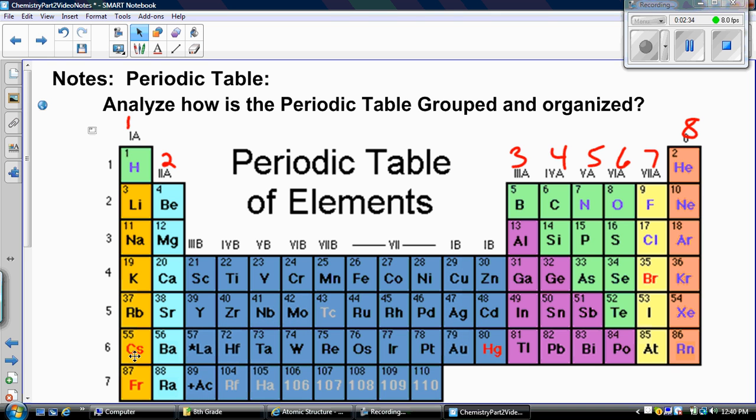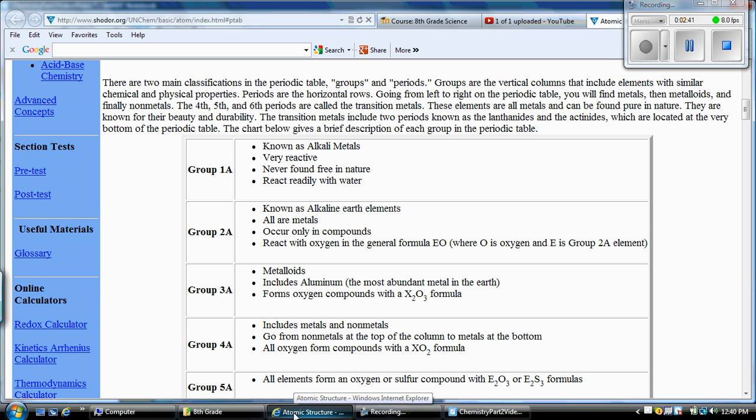So these elements you're not going to find on their own. They're going to be in the form of compounds. That's why they're very reactive. And they react readily with water, especially sodium. Sodium will react with water and cause an explosion.